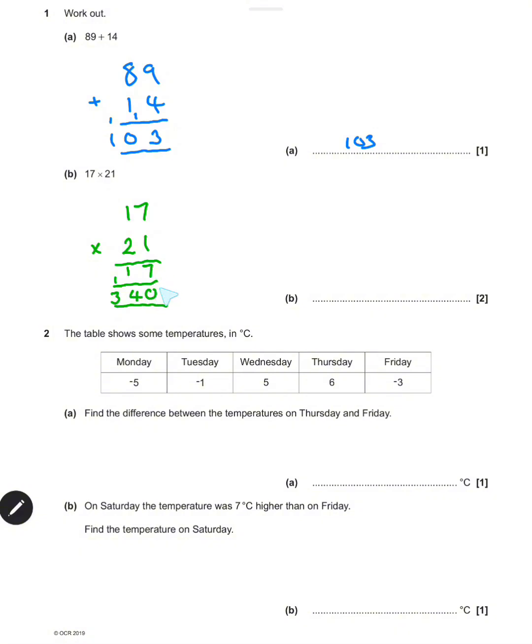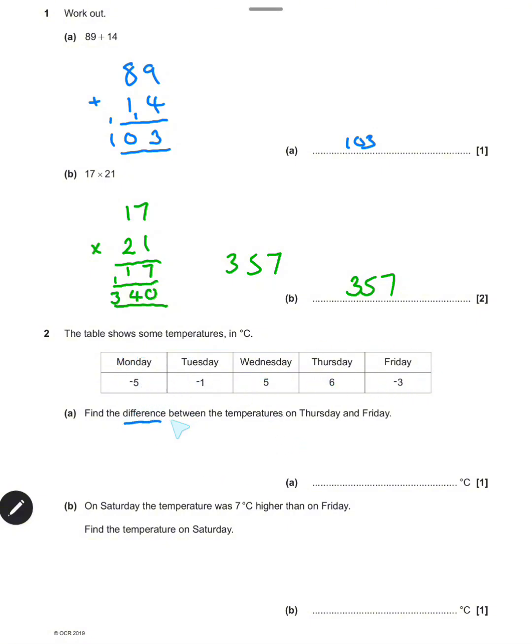And then we just need to add these together. 7 add 0 is 7. 1 add 4 is 5. I've already added that 1. So it's just 357.